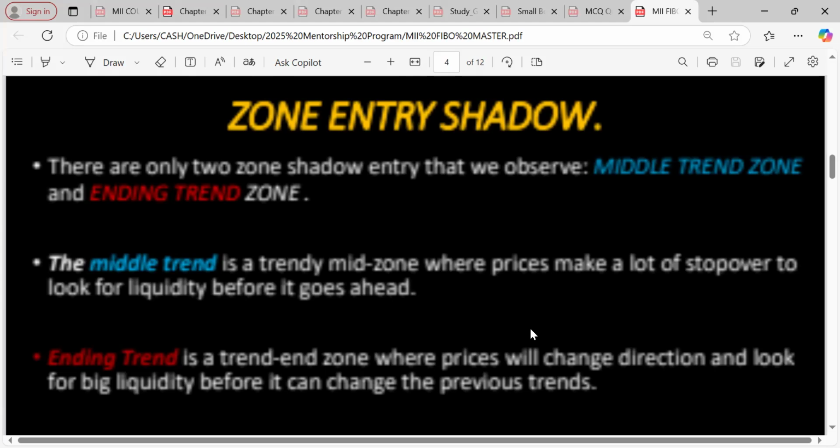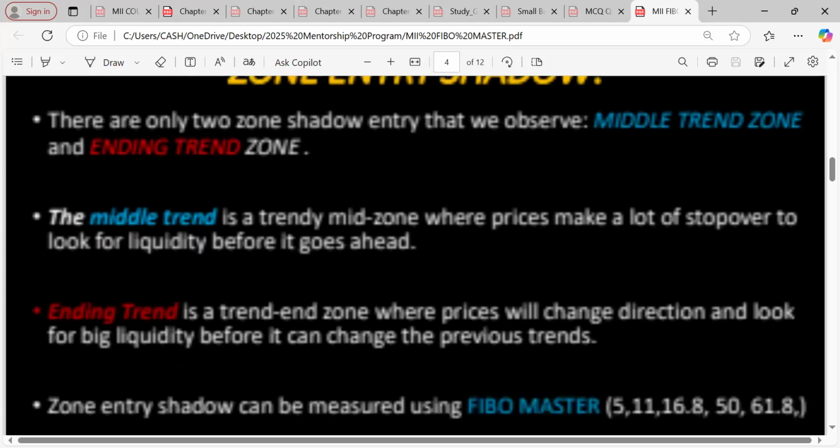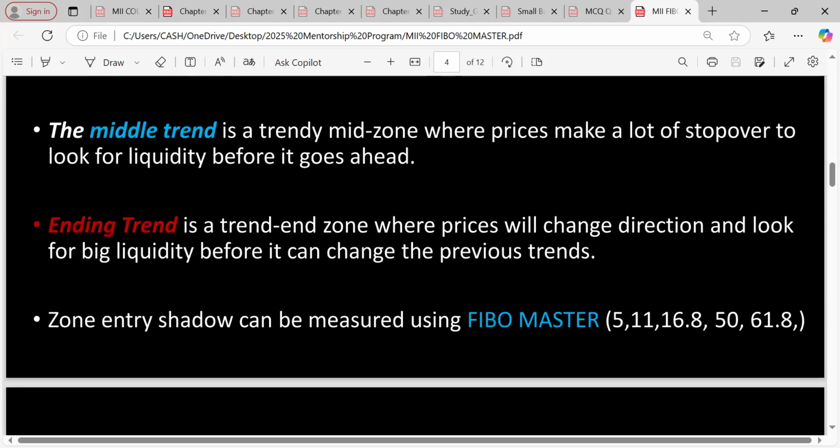Okay. So with the Fibonacci, there are two zones that we are looking into. The first zone, we call the mid trend zone. And the second zone is what we call the end trending zone. The end trending zone, I think we've spoken about it, is where the price will change direction. So number one, the end trending zone is your 50%, 61.8%, 78.6%.